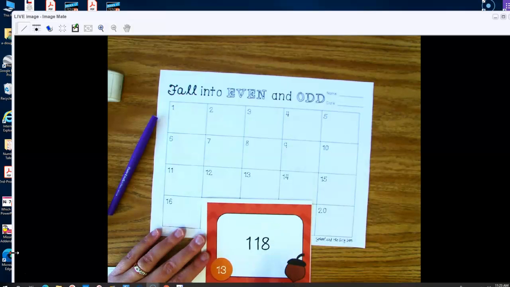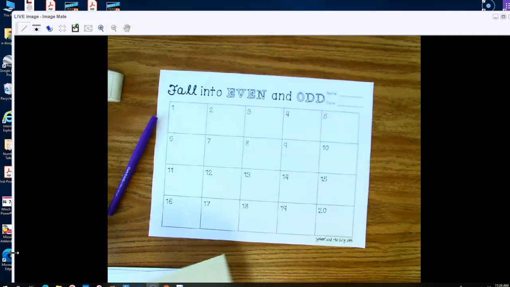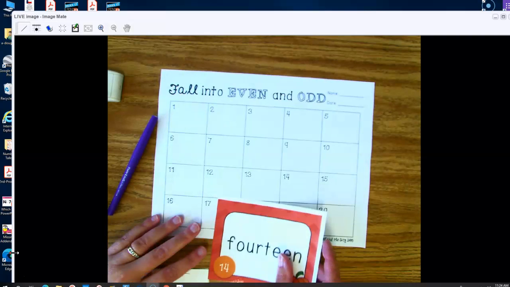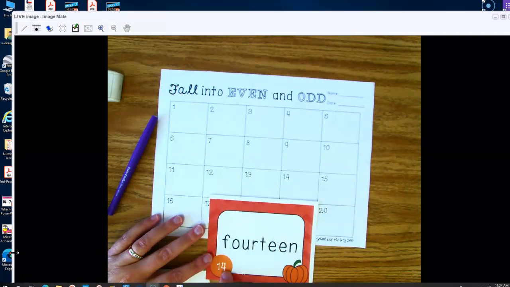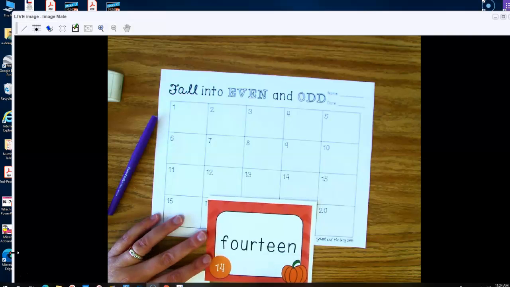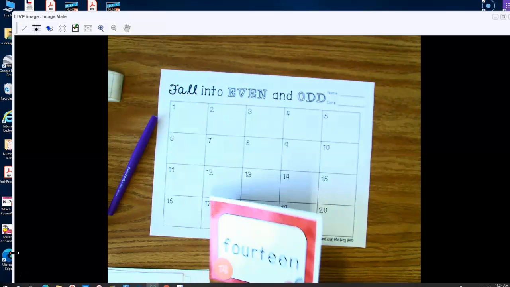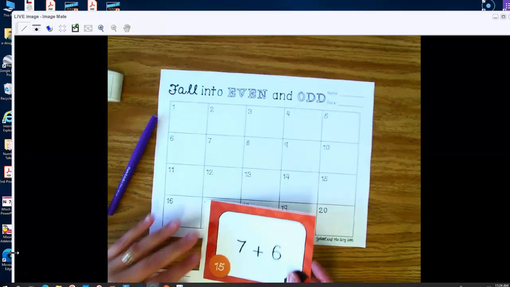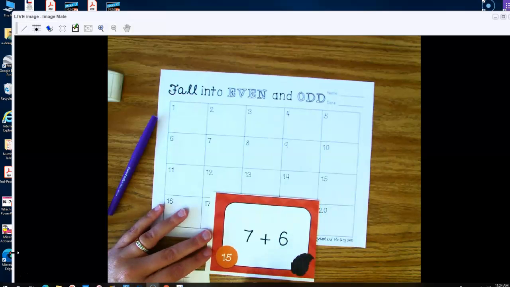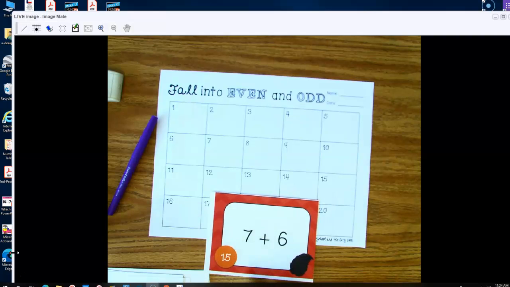13, 118. Look at the 1 spot. Is that odd or even? Number 14, look at the word. Think of the number. If you need to write the number in there, write it. Look at the 1 spot. Is it odd or even? 15, think of the answer for 7 plus 6. Is that number odd or even?